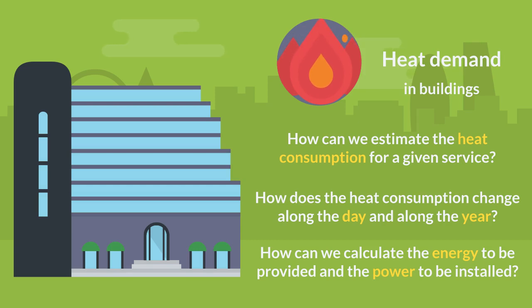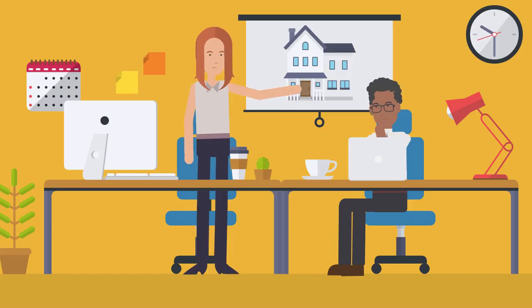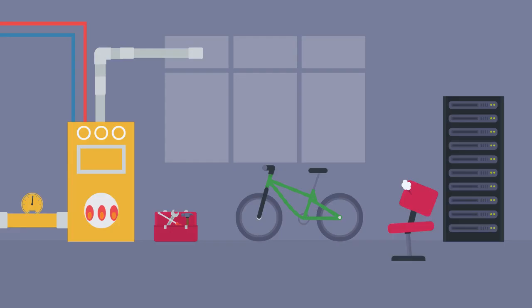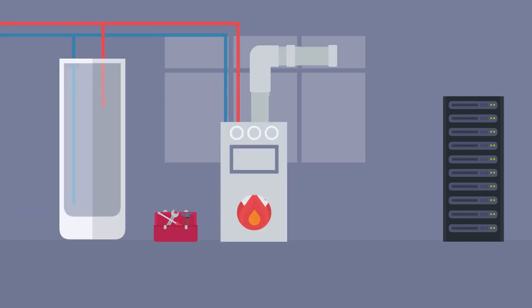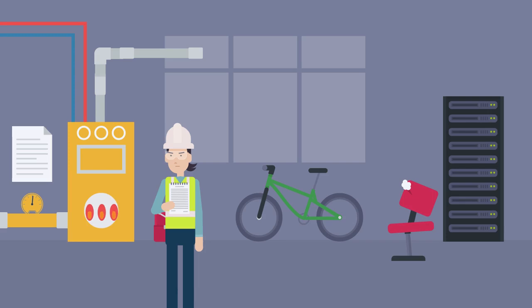Let's move to the next question. How can we calculate the energy to be provided and the power to be installed? Let's start with an already existing building. For example, if you want to switch an already existing facility consuming fossil fuels to renewable resources like biomass, you can use existing fuel consumptions from recorded data.